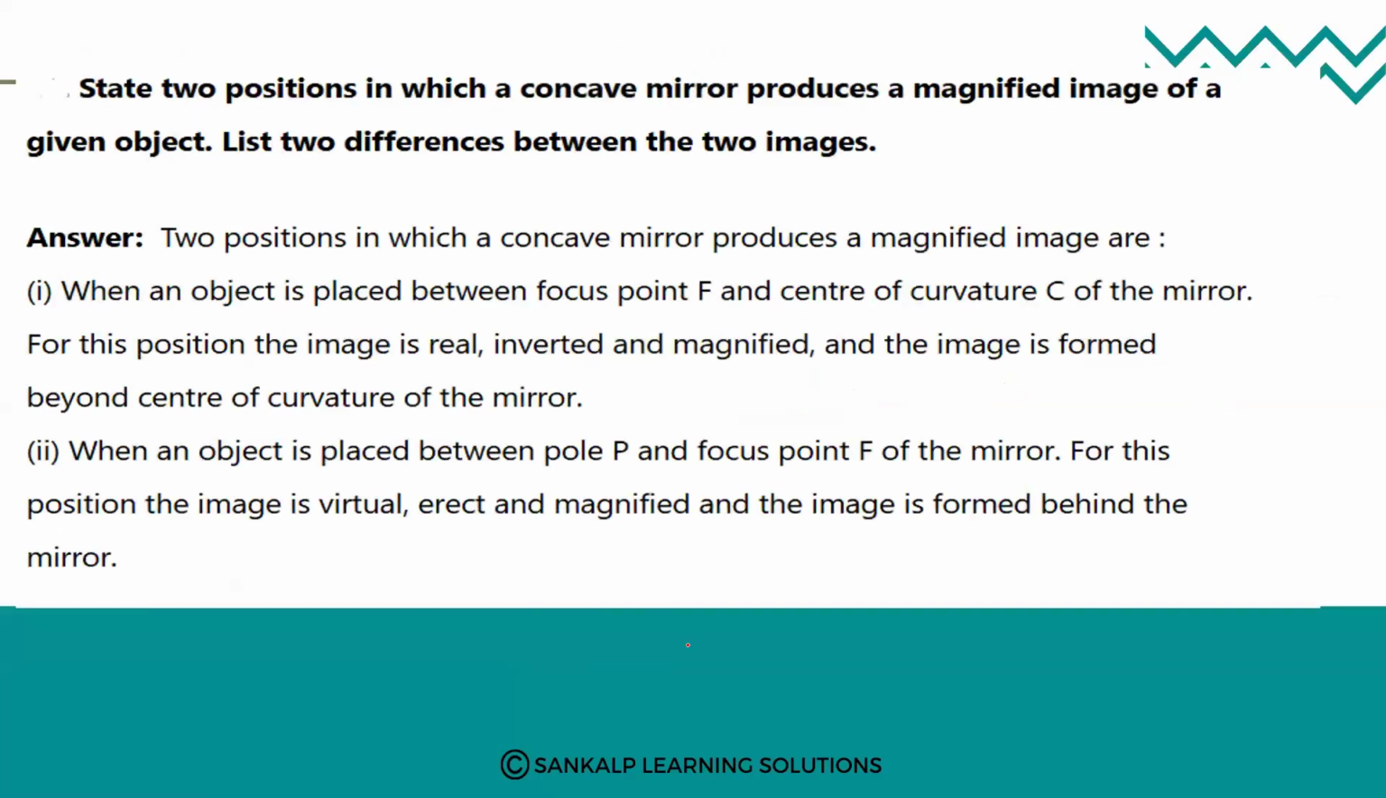Next one. State the position in which a concave mirror produces a magnified image of a given object. List two differences between the two images.